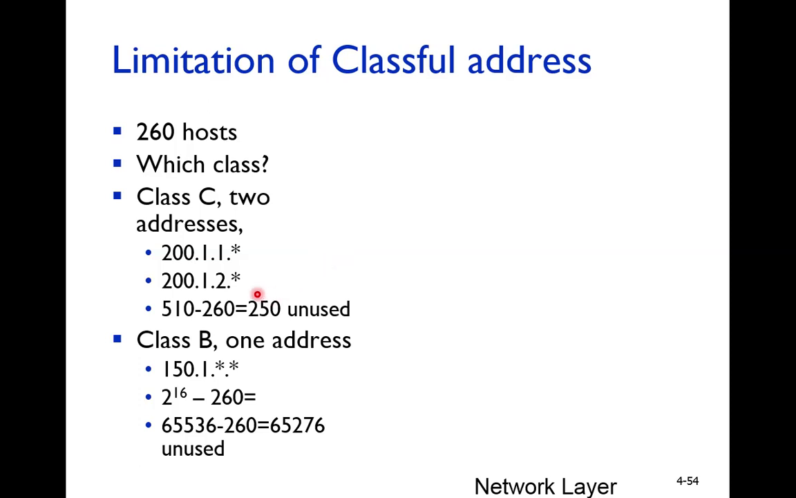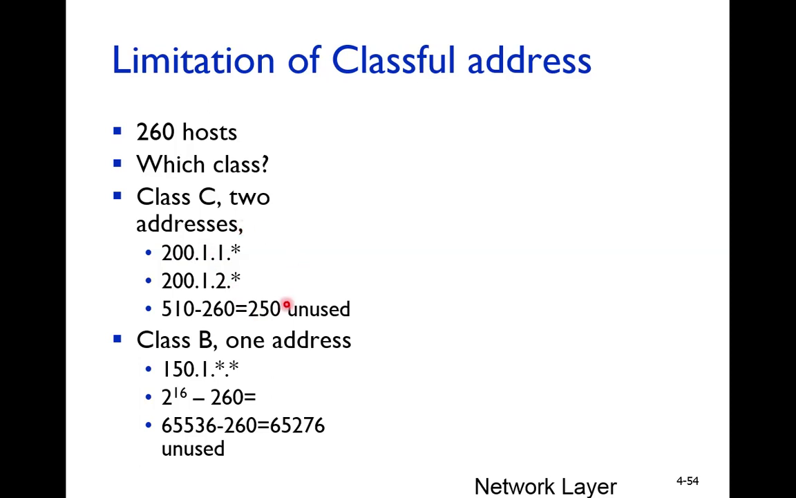Okay, so it means that this organization has two IP addresses and it has 260 hosts. So 260 IP addresses are used, but the remaining 250 IP addresses are unused. So it basically led to IP address depletion. It basically led to the wastage of IP address space.